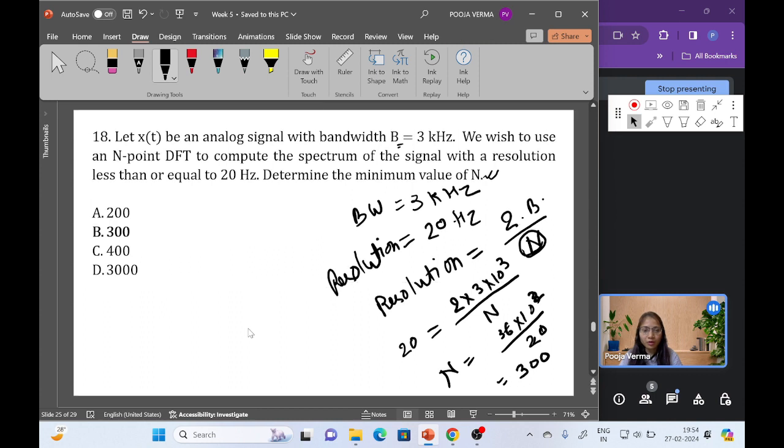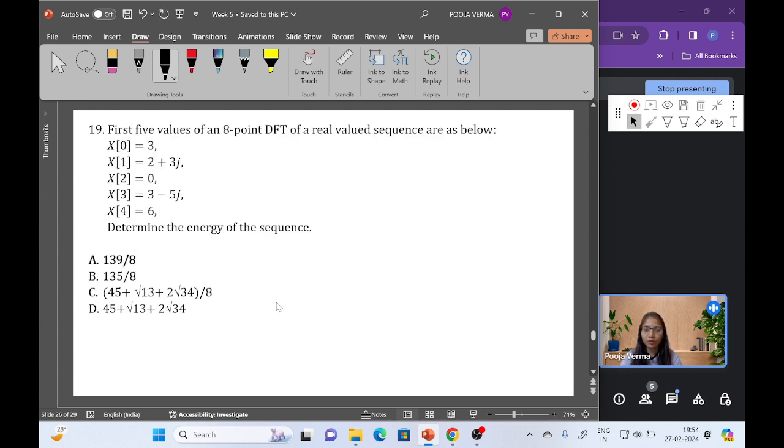Okay, so have you got this question? We can move to the next question. So option B is the correct answer for this question. Okay, so moving to the next question.